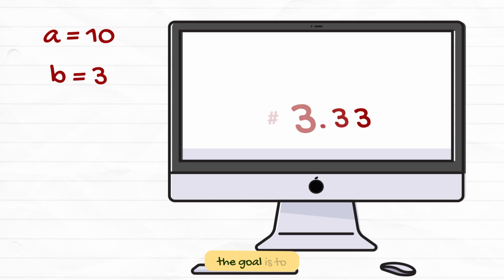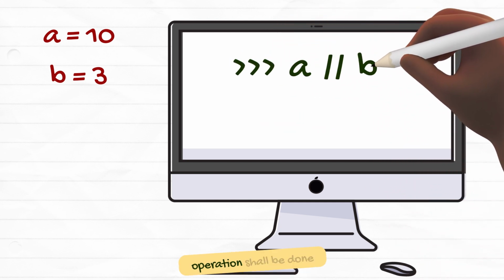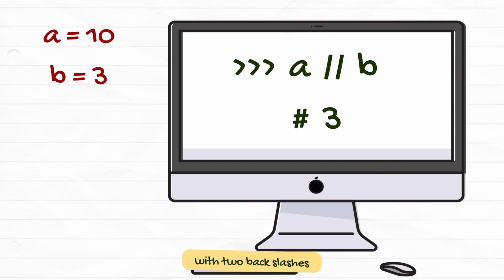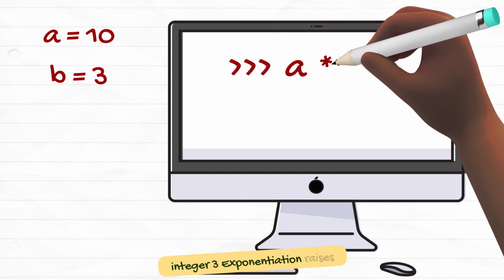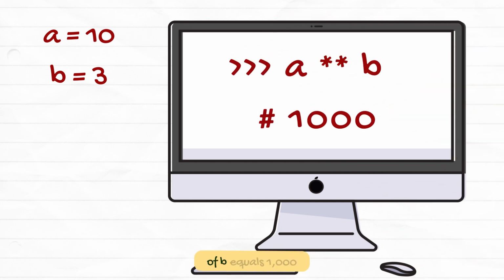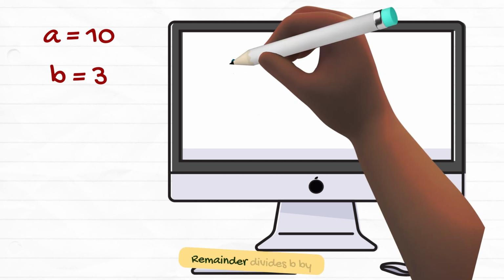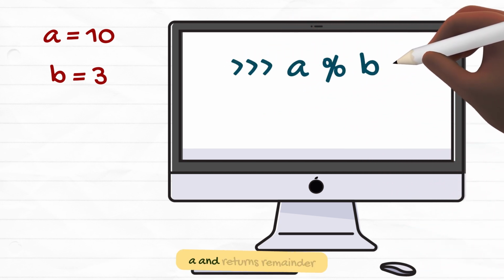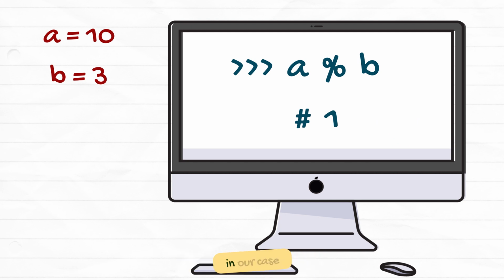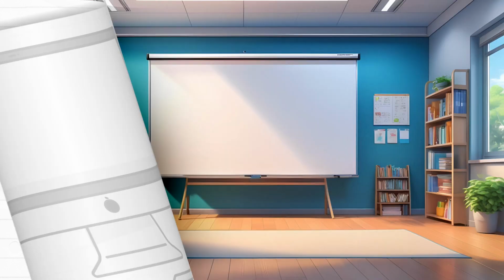But if the goal is to get an integer, then the operation shall be done with 2 slashes. The result will be integer 3. Exponentiation raises a to the power of b, equals 1000. Remainder divides a by b and returns the remainder. In our case, it is 1.